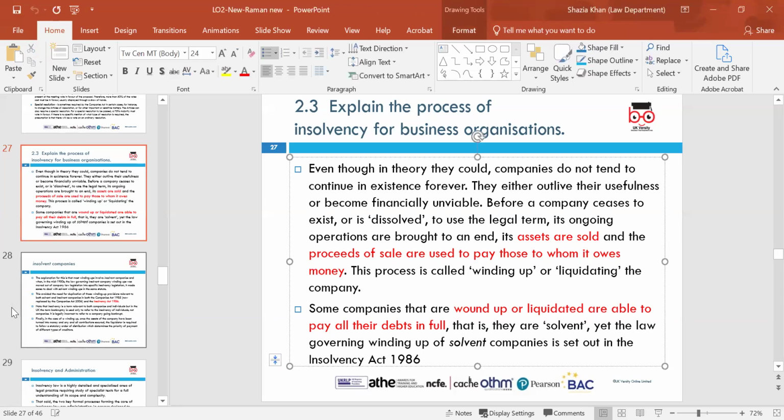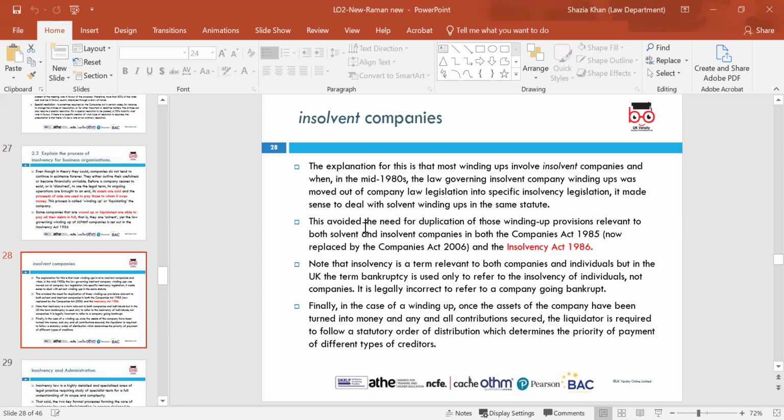The explanation of winding up involved insolvent companies, and in the mid-1980s, the law governing insolvent company winding ups was moved out of the company legislation into specific insolvency legislation. It made sense to deal with solvent winding ups there too, and this is all done under the Insolvency Act 1986.